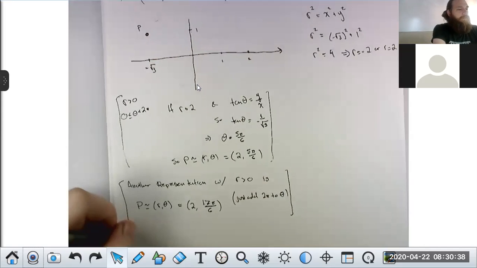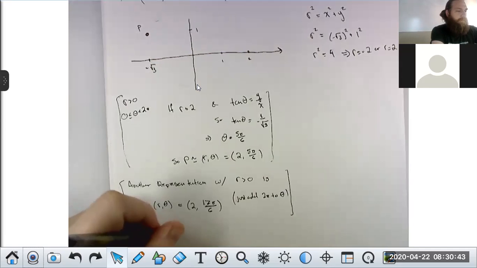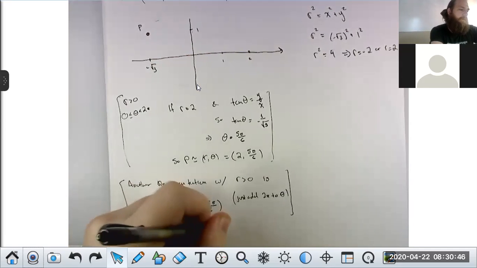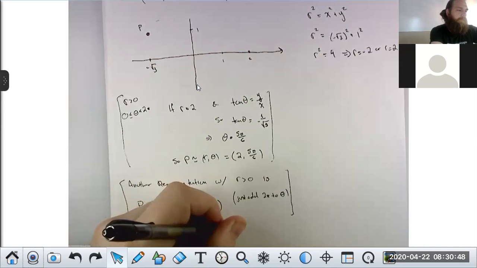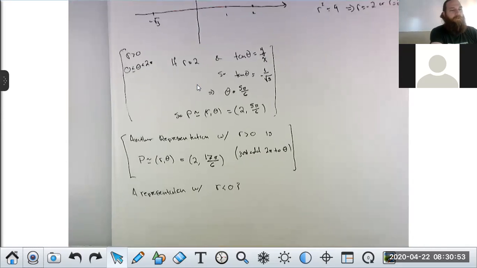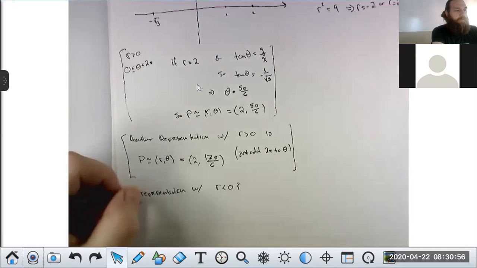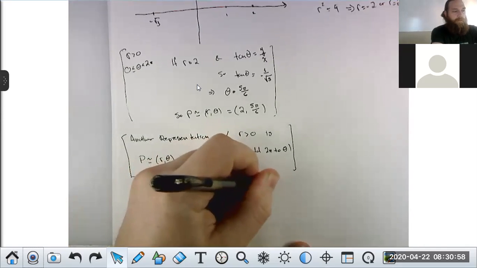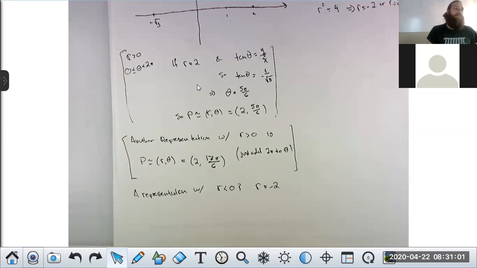What about a representation with r less than 0? Well, I know from the very first calculation I did that r would have to be -2. The distance from the origin, or the pole, to that point is definitely still 2. So the only choices for r have to be +2 or -2. We got that out of our little Pythagorean relationship at the top.